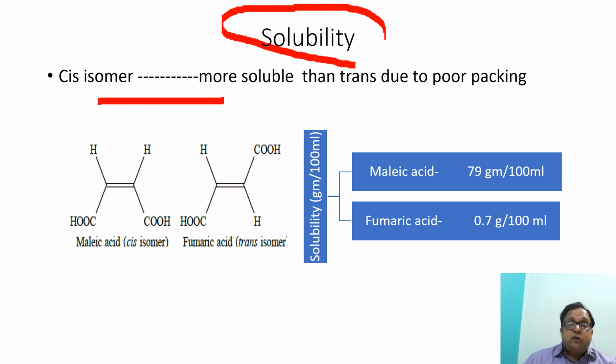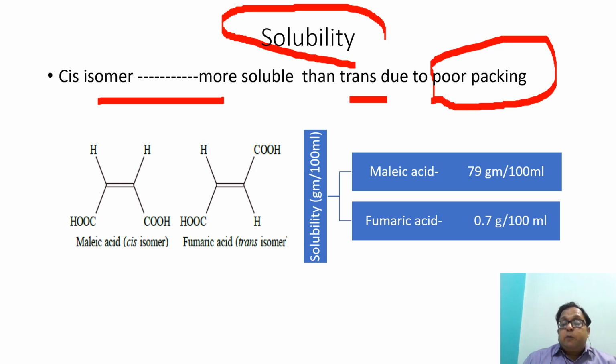The next parameter is solubility. Cis isomers are more soluble as compared to the trans isomer. The reason is the same: poor packing. Poor packing results in easier solubility. For the cis isomer, maleic acid has a solubility of 79 grams per 100 ml, and its trans isomer, fumaric acid, has a solubility of 0.7 grams per 100 ml.